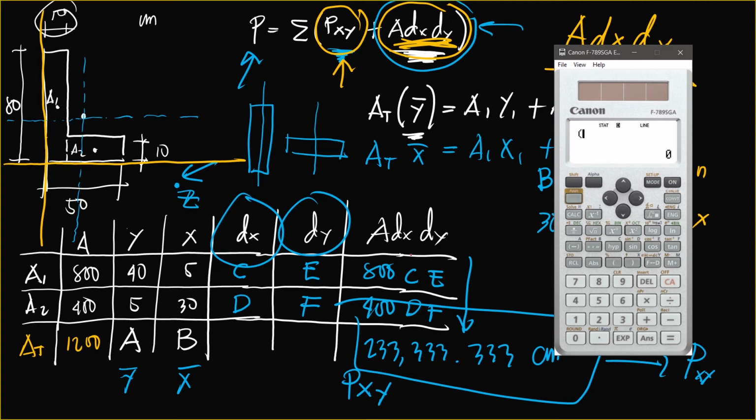A1 is 80 times 10 raised to 3 divided by 12, plus A2, that is 10 times 40 cubed divided by 12, plus n dx squared. Then we press equal. Then I store it in C. Any question? Now that we have the product of inertia, IX and IY, okay? Next.